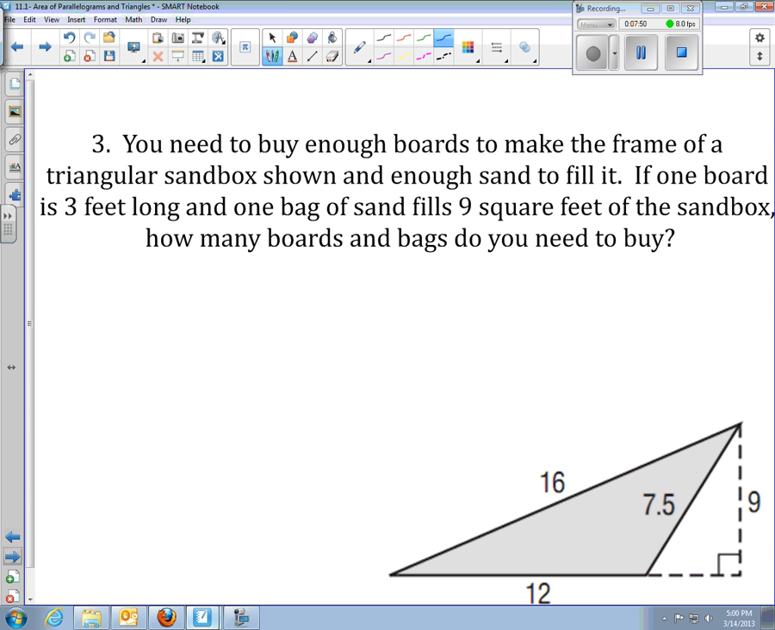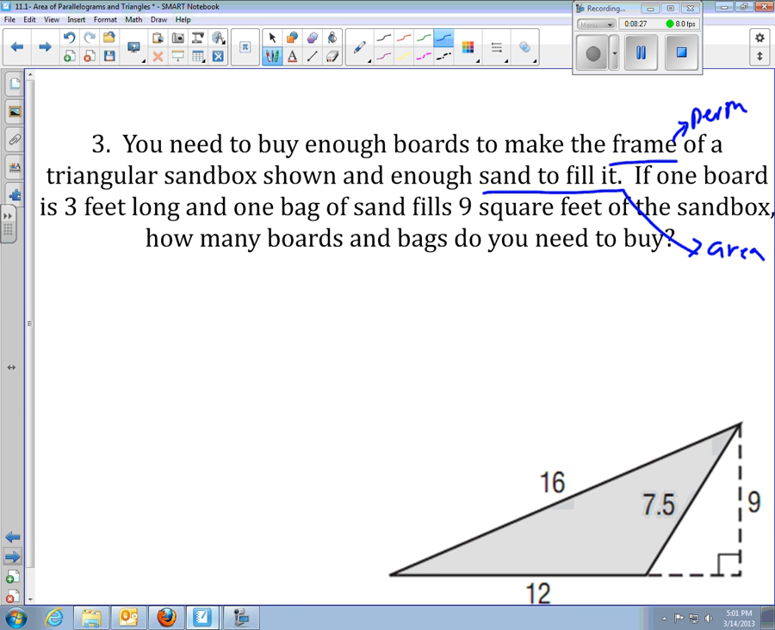All right, word problem. I know we love these. You need to buy enough boards to make a frame of the triangular sandbox shown and enough sand to fill it. If one board is 3 feet long and one bag of sand fills 9 square feet of the sandbox, how many boards and bags do you need to buy? Well, we're talking about 2 different things here. We are talking about the frame, which reminds me of perimeter. And then sand to fill it, and this makes me think of area.